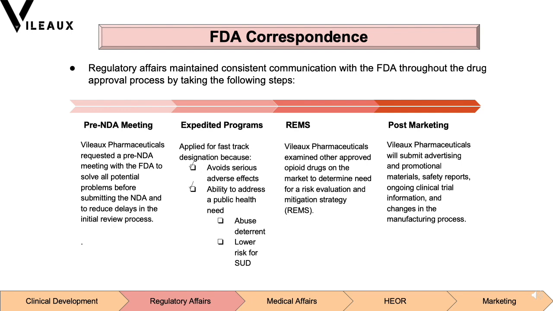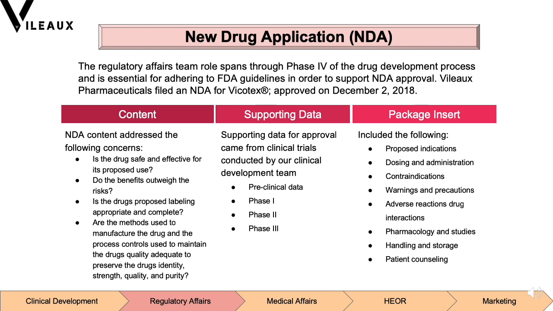We feel strongly that our product will be very beneficial considering the current opioid crisis. The need for a risk evaluation and mitigation strategy was evaluated by examining other approved opioids on the market. We will continue to submit additional advertising materials, research, clinical trial information, and manufacturing changes to the FDA as time goes on. VILO Pharmaceuticals submitted the NDA for Vicotics, and it was approved on December 2, 2018.